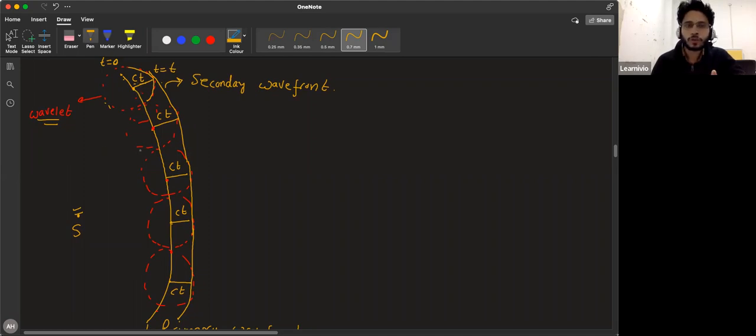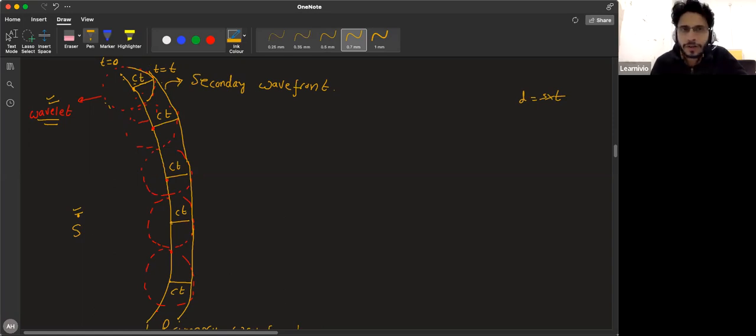So first point is the source will generate a primary wavefront. Second point is each point on the primary wavefront will behave like a fresh source. Third point is each source on the wavefront will generate further disturbances. These disturbances are known as wavelets. If you want to calculate the radius of the wavelets, distance is speed multiplied by time. So the radius is speed of light multiplied by time. That ct is the radius.